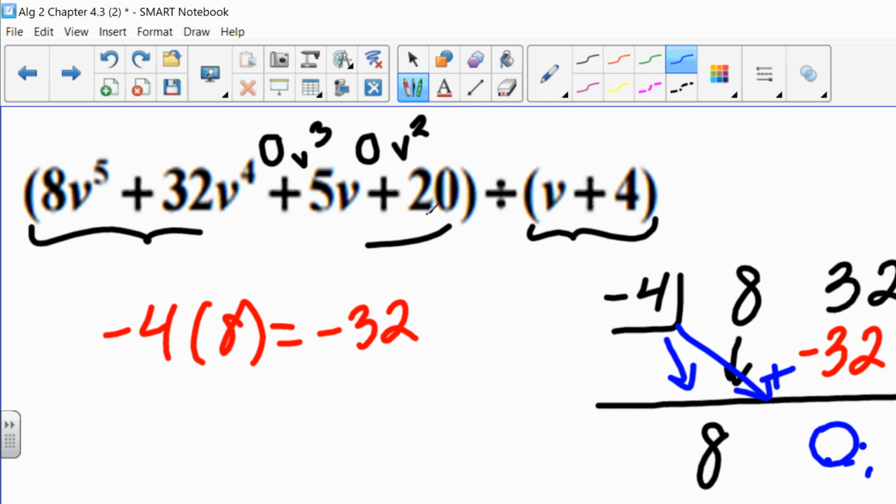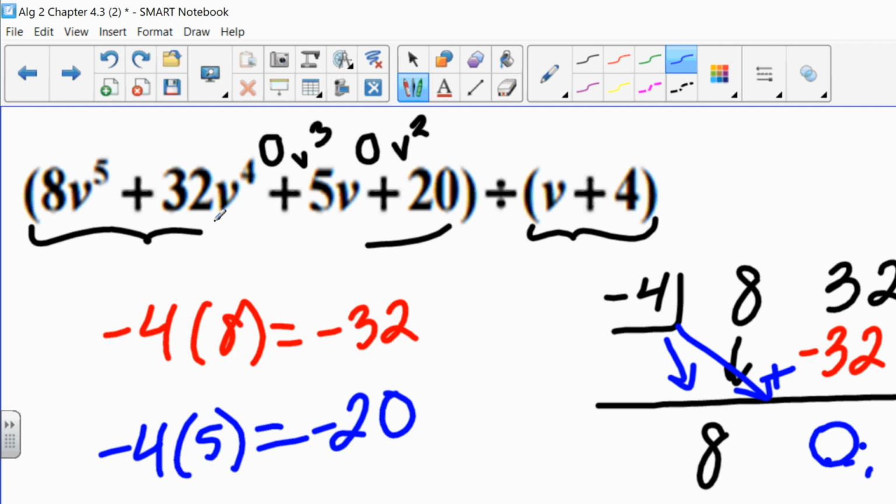Now we have to do negative 4 times 5, which is, and 20 plus negative 20 is, and again we box the last number because it is our remainder. And I find that a good way for me to remind myself that that is the remainder. The number that's after the remainder is our constant term.